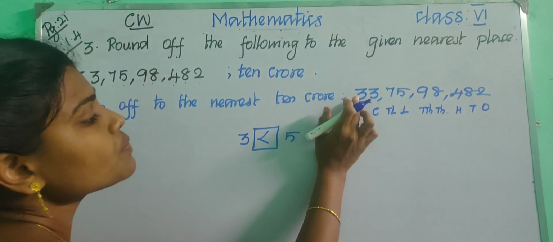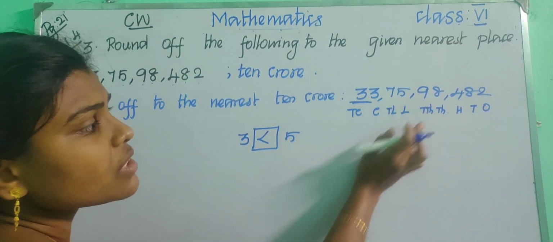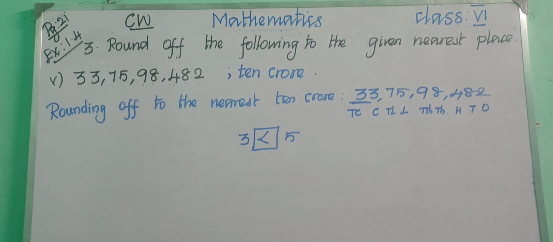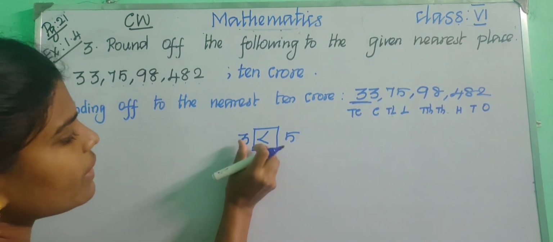Okay. So what we need to do? 30 crore. Okay, 30 crore is the answer. We need to write 30 crore. It is less than 5.